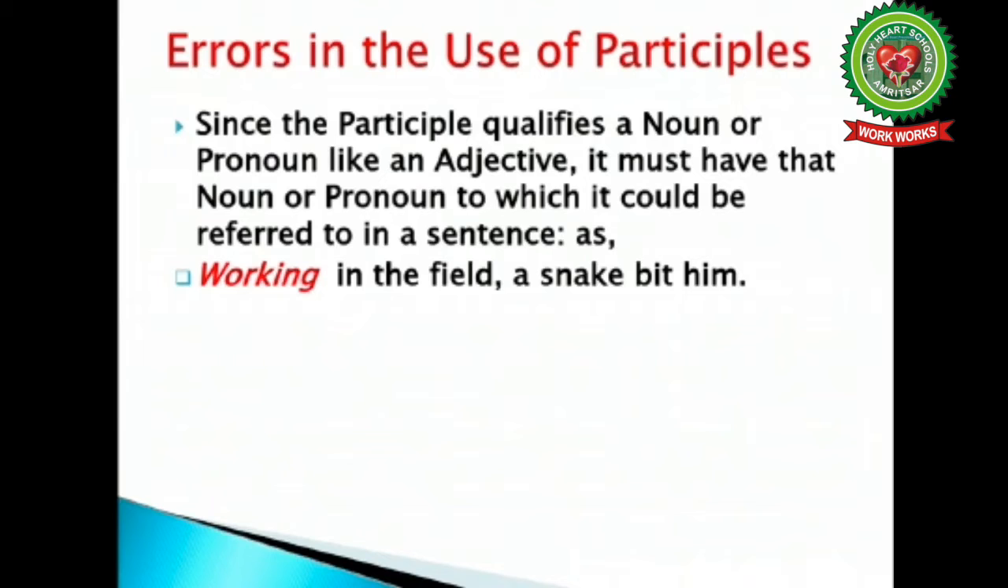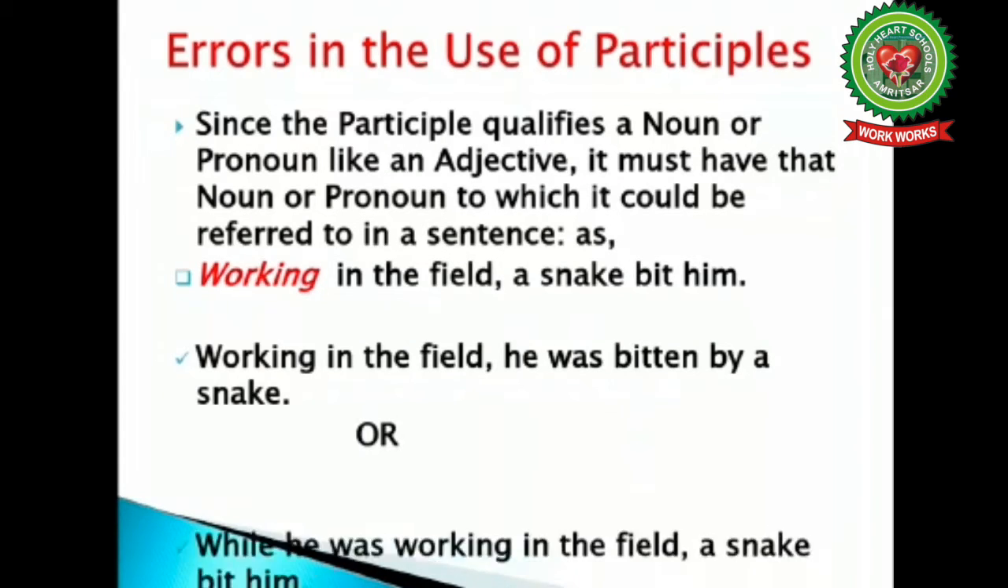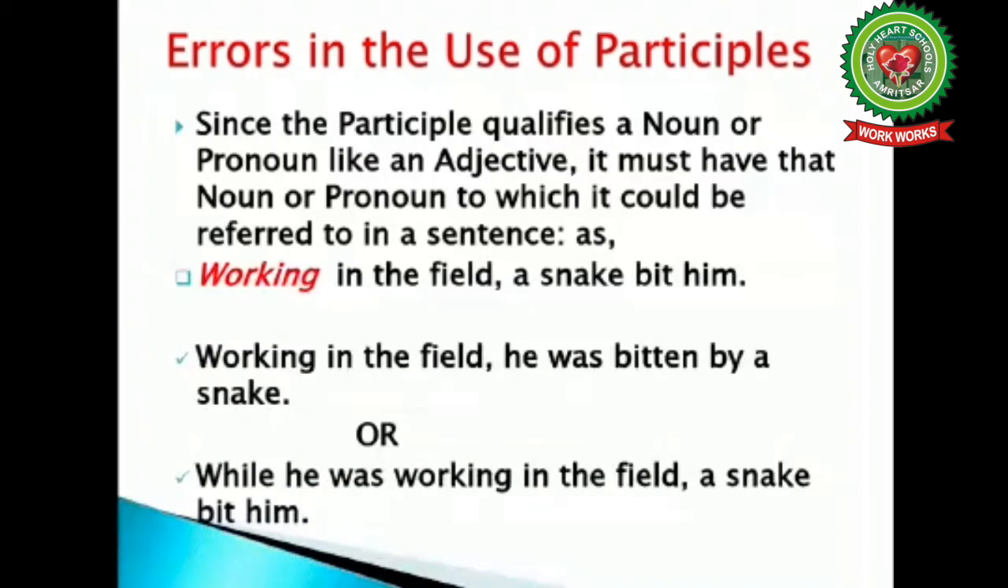Now who was working in the field? It was he. So we should write the sentence as: Working in the field, he was bitten by a snake. Or: While he was working in the field, a snake bit him.